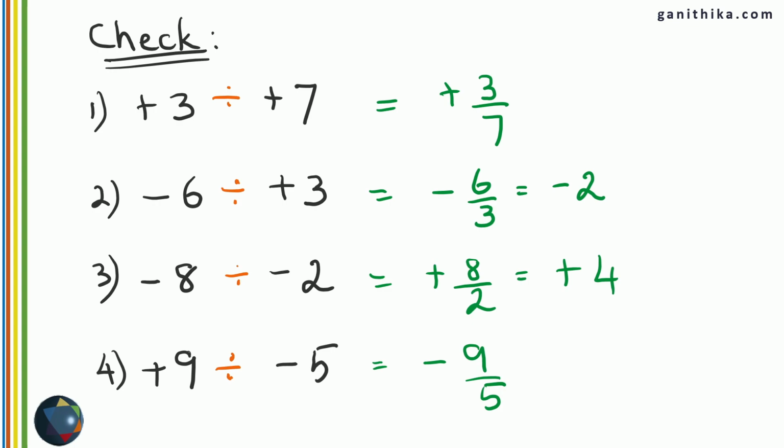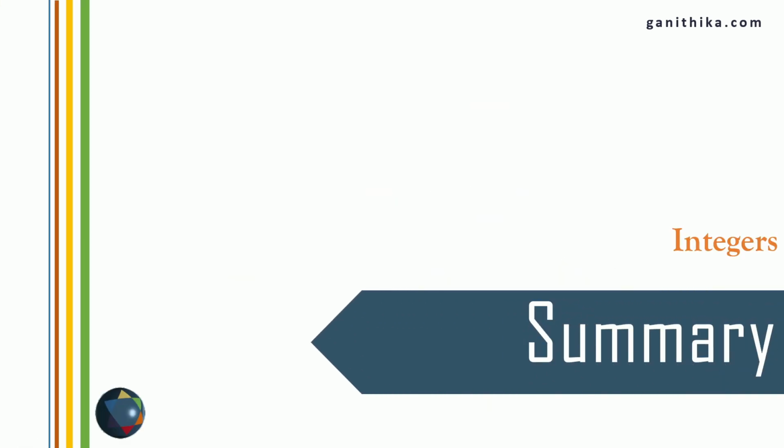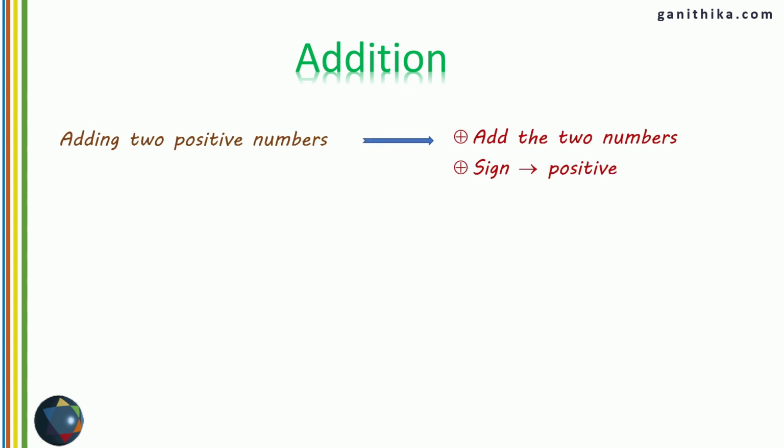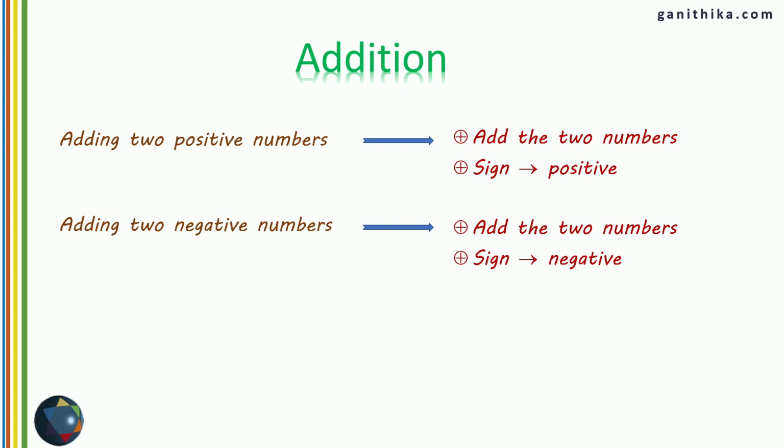I hope you understood and enjoyed this video, but before we complete, we are going to give a summary of what we learnt now. For addition, when you are adding two positive numbers, you add the two numbers as it is without considering the signs and give the answer in positive sign. When you are adding two negative numbers, here also you add the numbers without considering the sign of the numbers, just add the numbers as it is, but the final answer will have a negative sign.